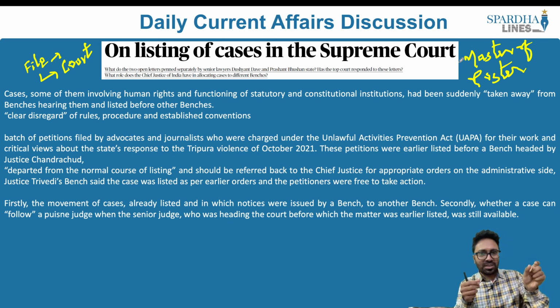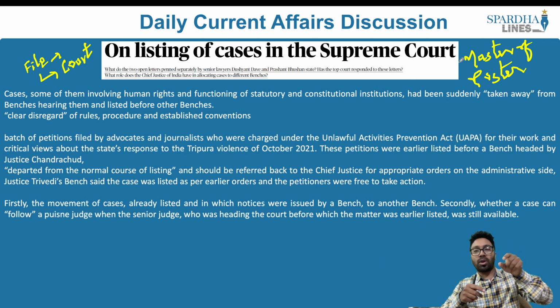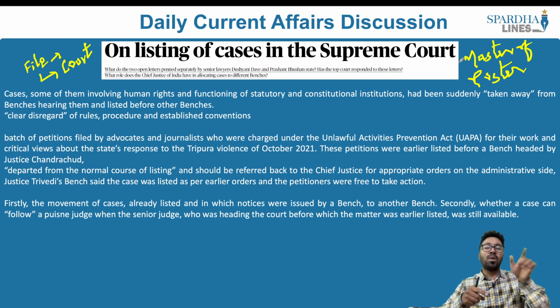So who will listen to what cases and how many people will listen to the cases? Is it a single judge? Is it a double judge? Is it a constitutional matter where a minimum of 5 people will listen to it? Who will hear what cases is ultimately decided by the Master of the Roster, who happens to be the Chief Justice of India.